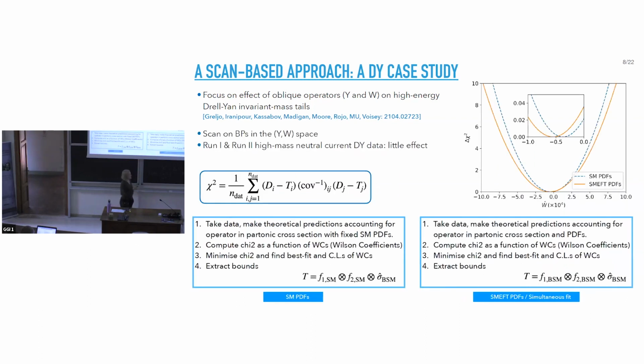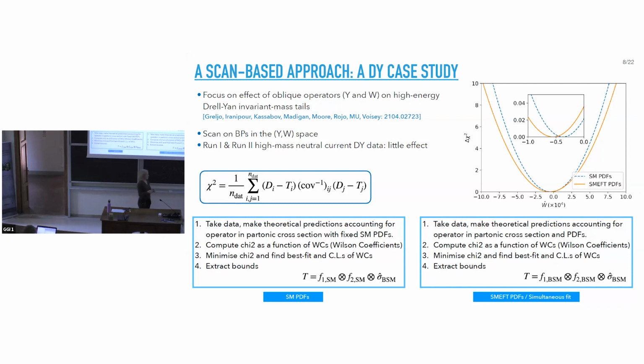What we did again was a limited thing, just a scan of benchmark points in the W and Y space. And we tried first with the high-mass neutral current Drell-Yan data that we currently have in PDF fits. And these are the two parabolas that you find. This is the one-dimensional scan, but we also have the two-dimensional. The blue line is the normal thing that you have with the standard model PDFs, okay? You scan over the values of the parameter, and delta chi-square equal to 1 gives you the bound. The orange line is the one done with this methodology.